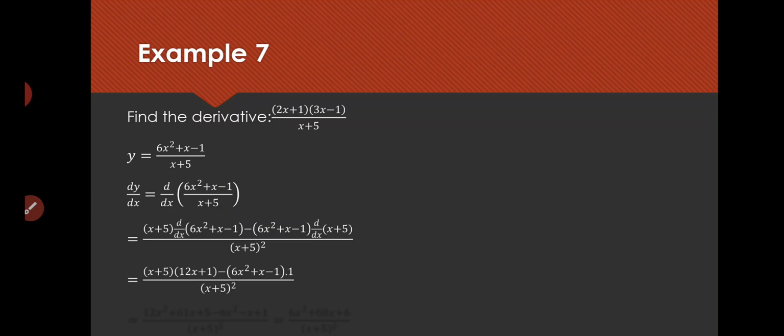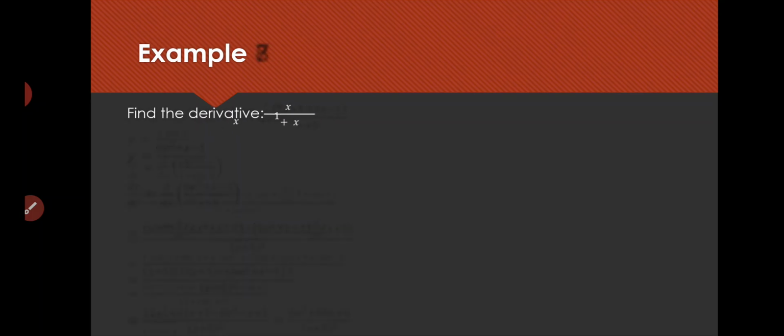Now the next job will be to do our calculation and simplify. So if we do the simplification, we get this as your final answer. That is 6 into x square plus 60x plus 6 by x plus 5 whole square, or you can take the 6 common and write it as 6 into x square plus 10x plus 1 by x plus 5 whole square.